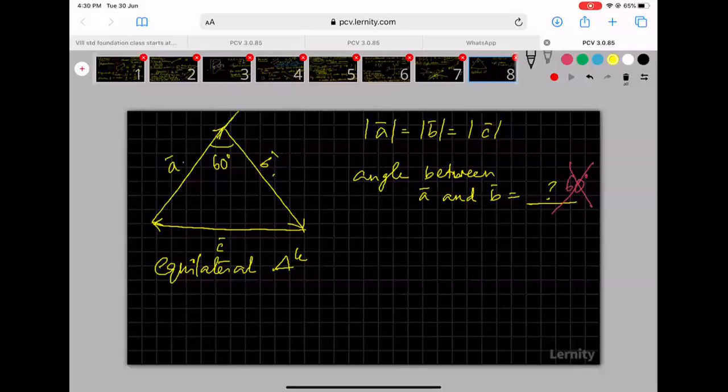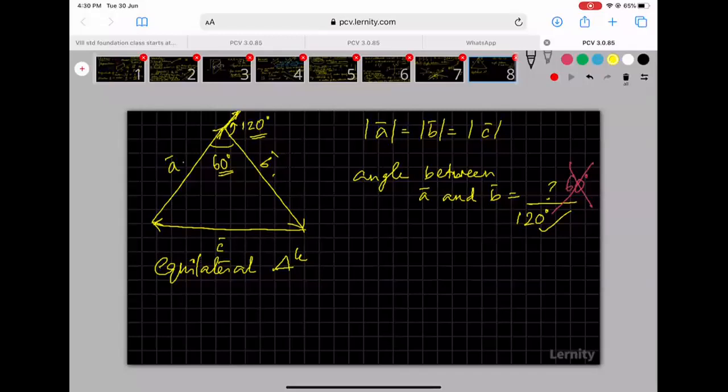Remember. Okay, what is the angle between A bar and C bar? Same, 120 degrees. What is the angle between B bar and C bar? Same, 120 degrees. Say, for example, a question: what is the angle between B bar and minus C bar?